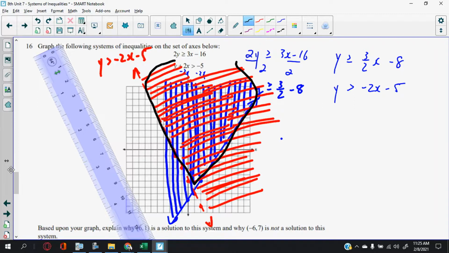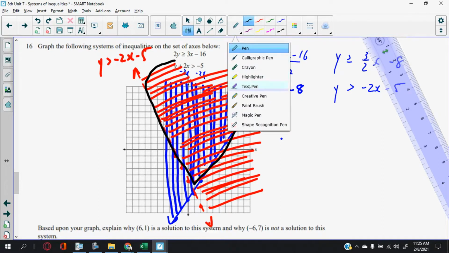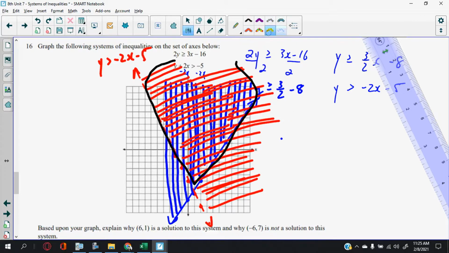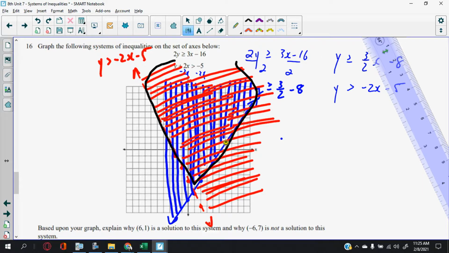Now, here's the big question. Okay, I'm just gonna move this here. Here's the big question then. Upon your graph, is 6, 1 the solution? Let me grab my smiley face. Is 6, 1 the solution? Let's see where 6, 1 is. Oh god, I can't even see it. 1, 2, 3, 4, 5, 6, 6, 1. Is this part of the solution?